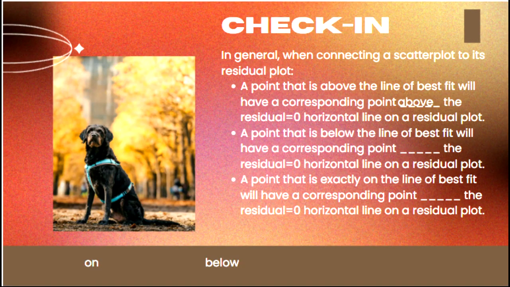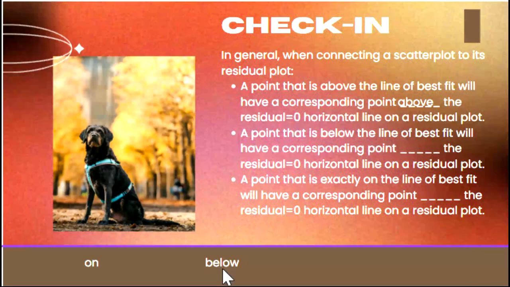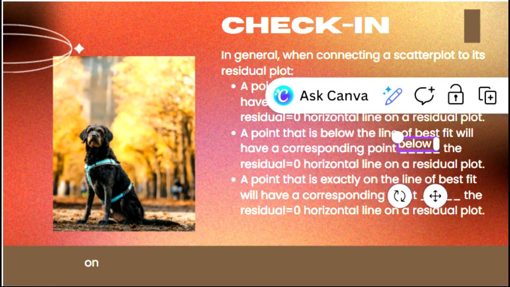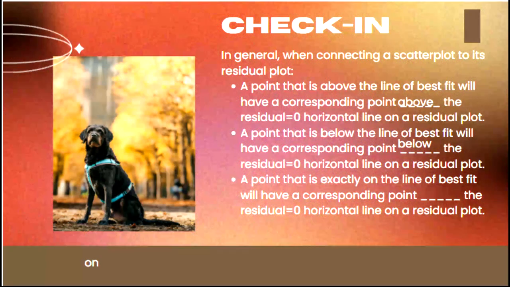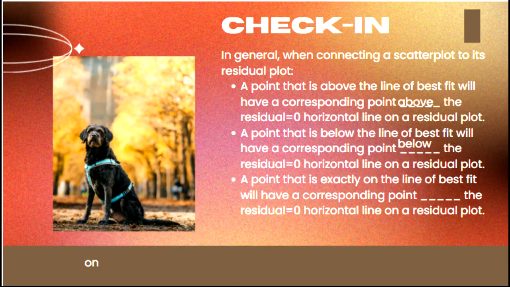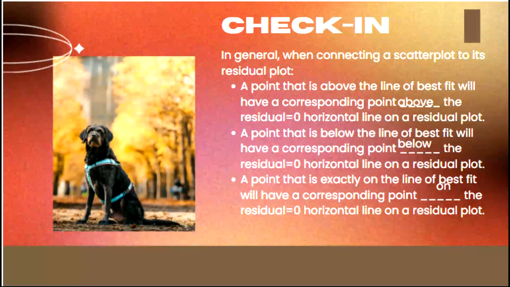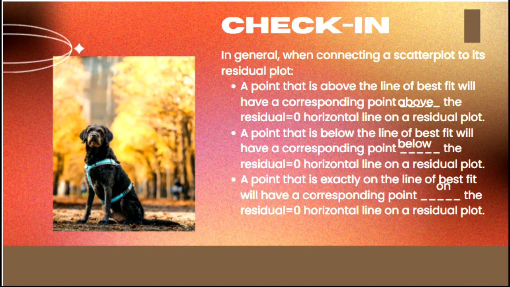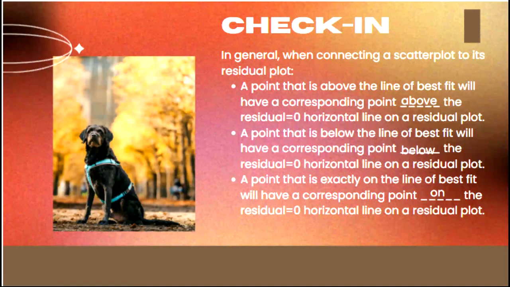A point that is below the line of best fit will have a corresponding point below the residual equals 0 horizontal line on a residual plot. A point that is exactly on the line of best fit will have a corresponding point on the residual equals 0 horizontal line on a residual plot. If it's above on one, it will be above on another. If it's below, it'll be below. If it's on, it will be on.